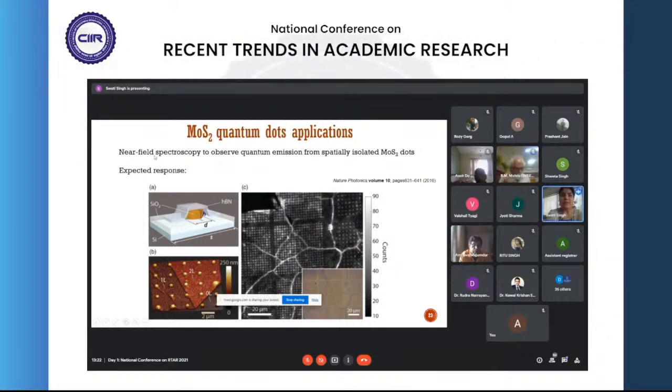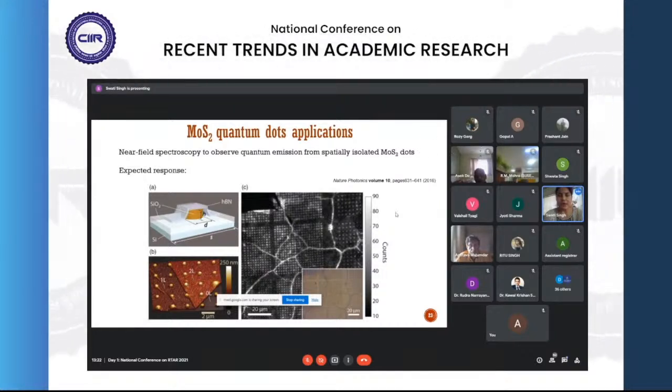And I would like to do near field spectroscopy. Actually, we are doing near field spectroscopy on these samples, and we are already getting good emission results, but we are trying to improve the data. And we are already in the process of preparing the manuscript for this work.